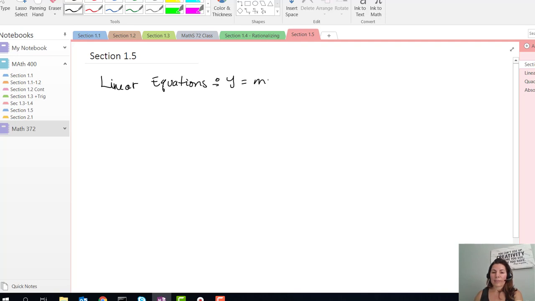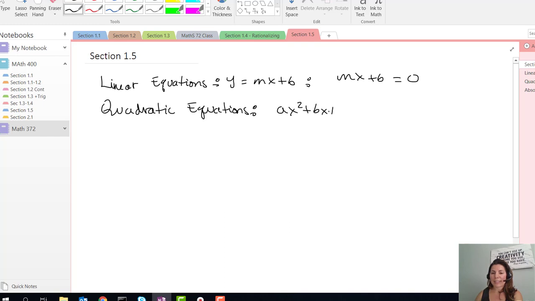y equals mx plus b. So what you might see is something like mx plus b equals 0, for example. So we'll solve that. Quadratic equations. The standard form of a quadratic is ax squared plus bx plus c equals 0, but we may see them in very different forms. Absolute value equations.